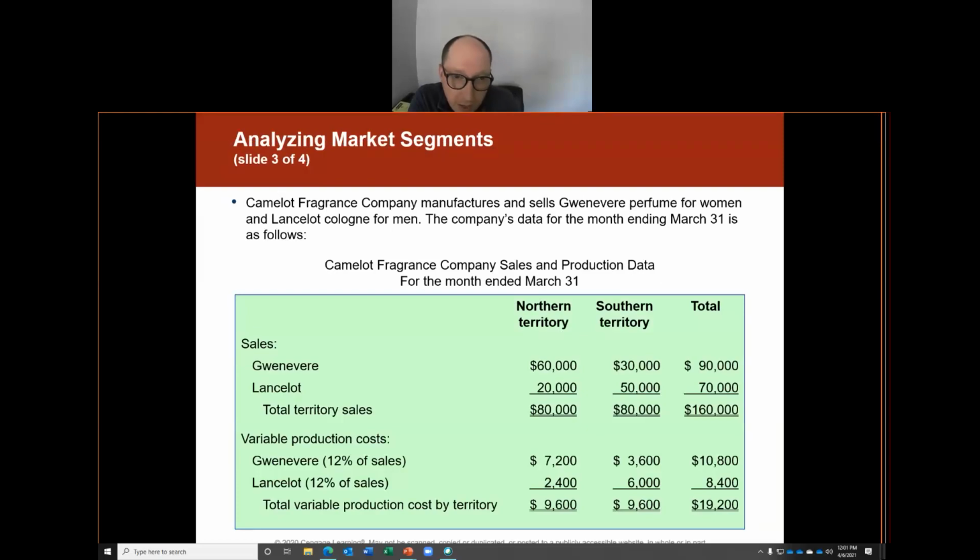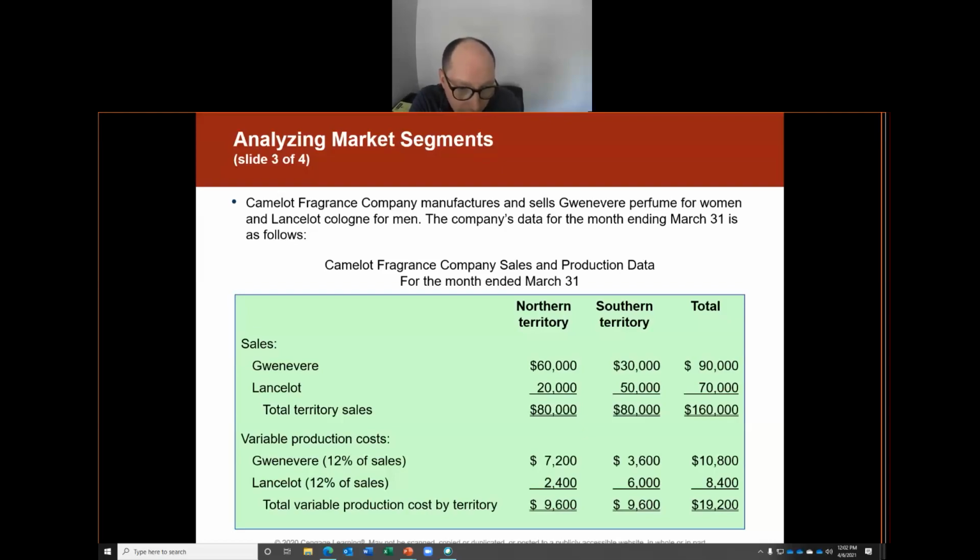We have a company that manufactures cologne and perfume. This company is separated into two territories, the North and the South. And we can see the sales data for both the perfume and the cologne in both regions. Based off of the sales data, management can make decisions on shifting in the trends.